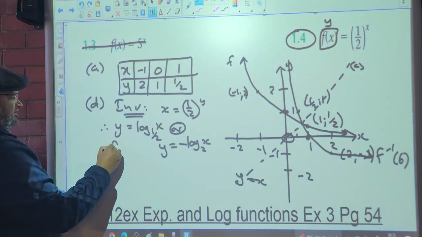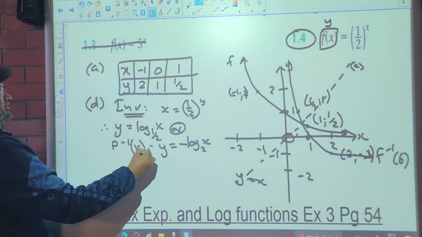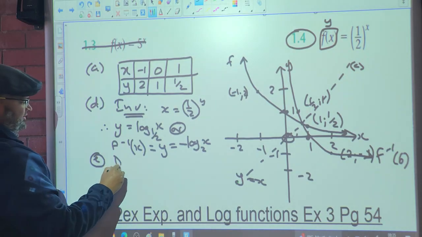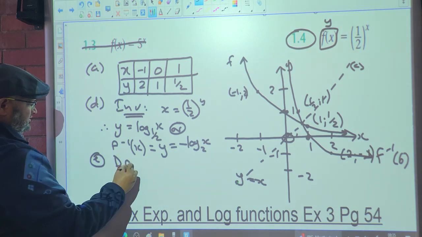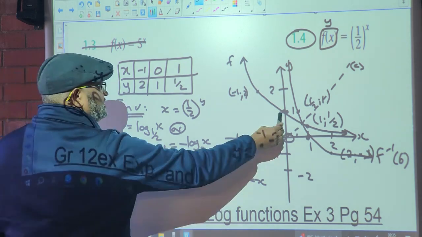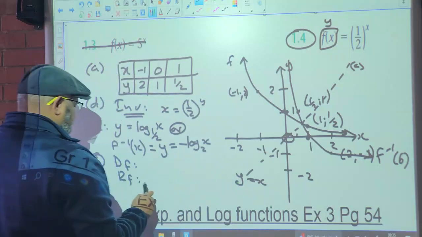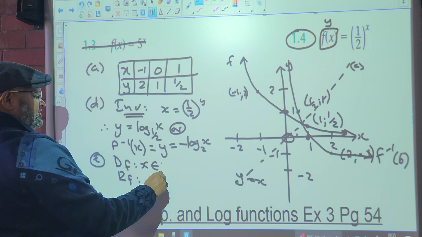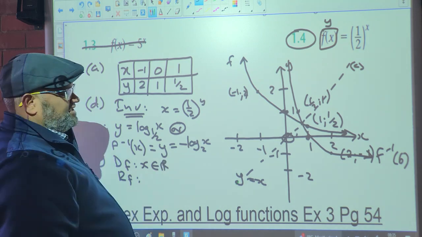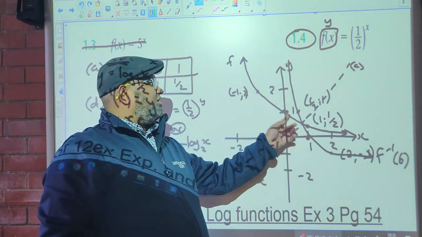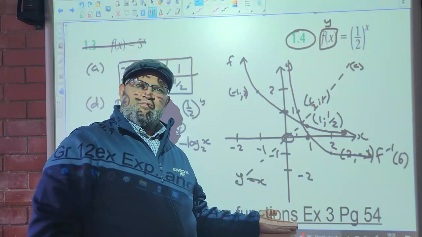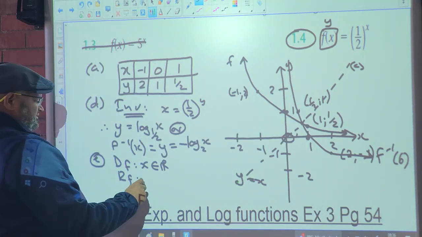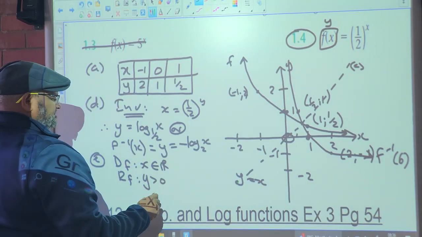This is of course the inverse function. E: the domain, the range. As you can see, this graph is going to negative infinity, positive infinity. All the values for x exist on the graph, so x is an element of all real numbers. The range: does the f of x graph exist at negative infinity? No. Where does it start existing at? 0 onwards, so y is greater than 0.